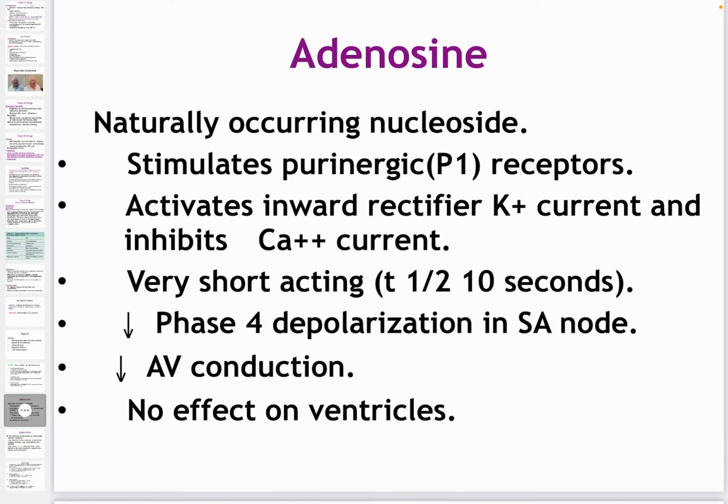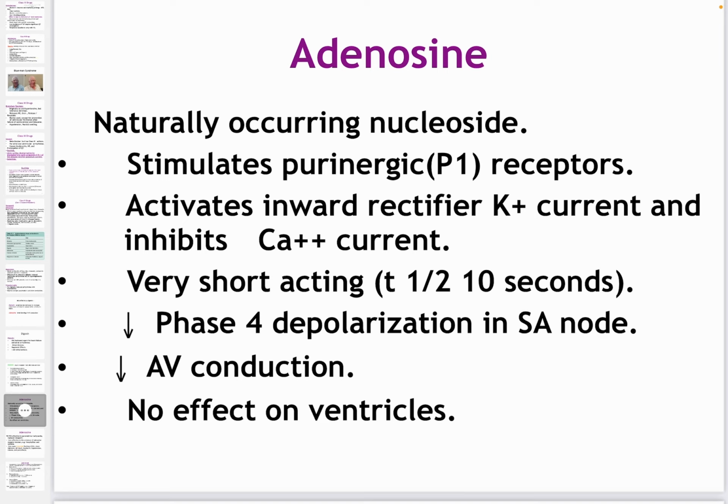What do I want you to know about adenosine? It mainly activates the inward rectified potassium current, and it causes inhibition of the calcium current. We know adenosine from adenosine triphosphate. So it's a natural nucleoside present in the body. It is very short acting, so we use it IV. It causes slowing down of phase 4 depolarization in the SA node. The main important thing I want you to know, it's used to treat supraventricular tachycardia. Now, it can be replaced by verapamil for that purpose as well.